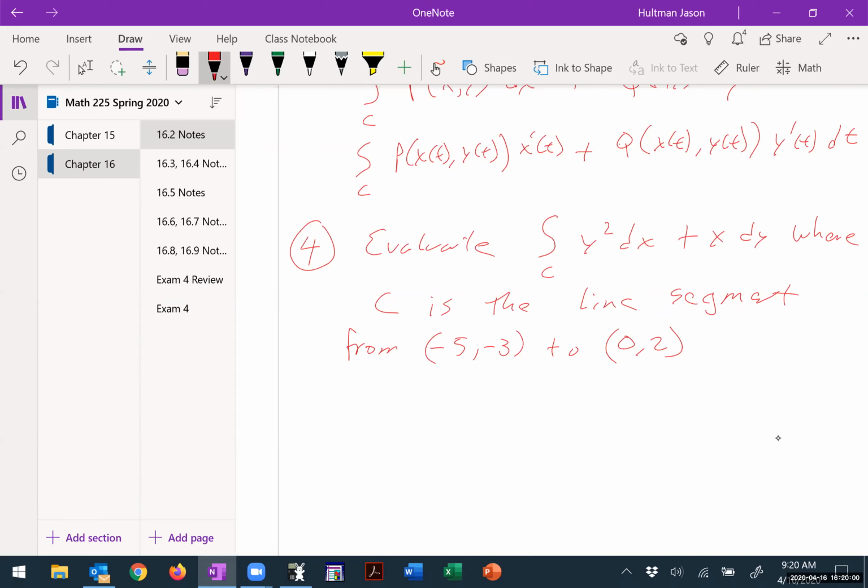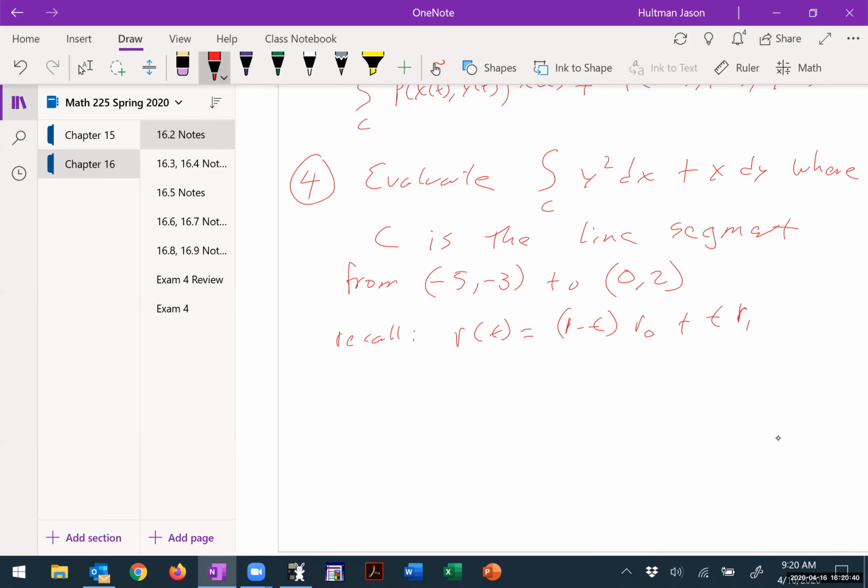Oh, with a vector, right? With a vector representation of that line, right? We used vectors to do that, right? The line segment. And if you recall, the form of a line segment in 3 space was r of t is equal to 1 minus t times r naught, plus t times r1. That's a line segment represented in 3 space with vectors, right?